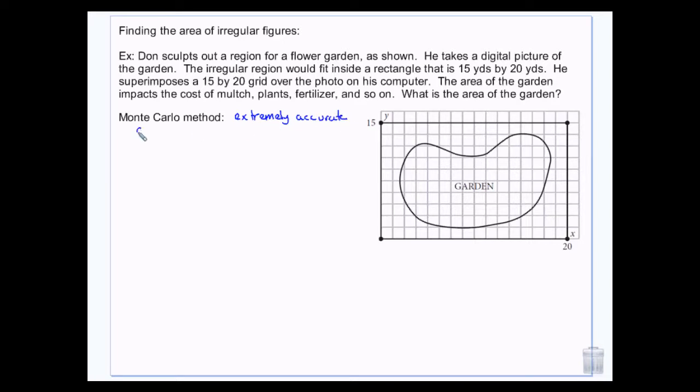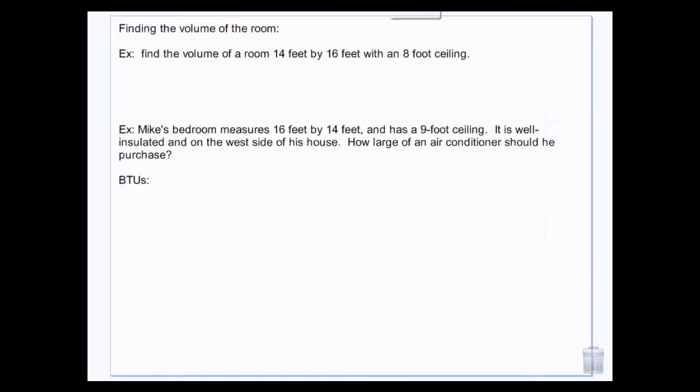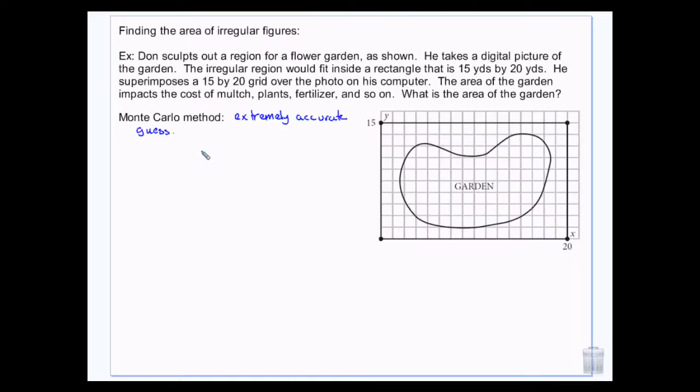And by extremely accurate, I mean it's really darn close, but it's probably not exact. Okay. Now what you do is you use probability. So here's what will happen. So you go to your computer, okay, and you map the thing out.